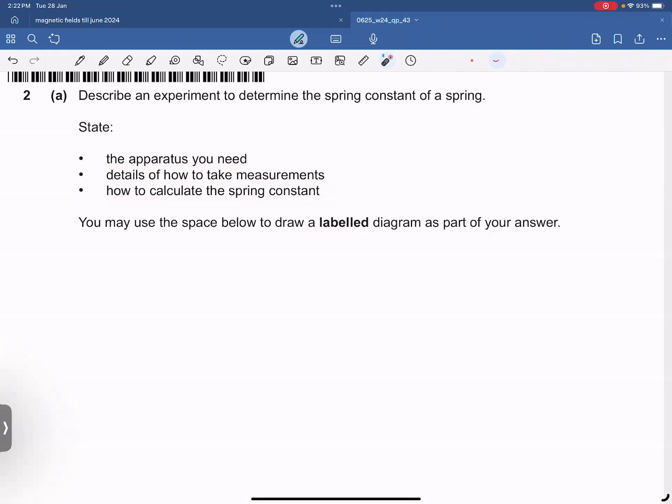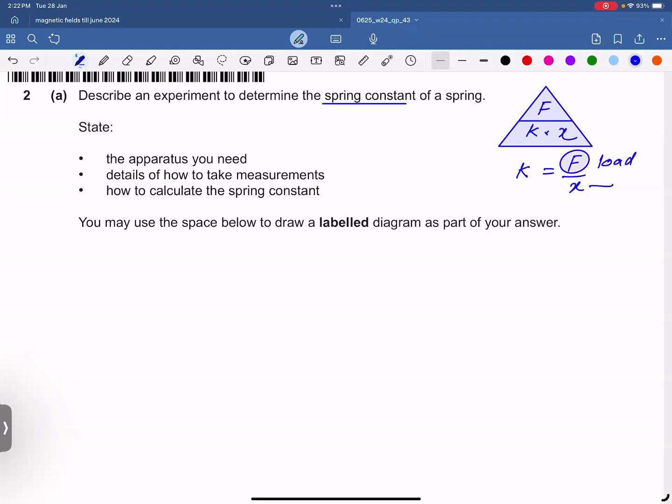Certainly, we will use. So spring constant, first of all, think what is that? You know Hooke's law. Hooke's law, my dear, says F is equal to Kx. So spring constant is K, which is F over x. So it means we need to know how much is the load, which is force.